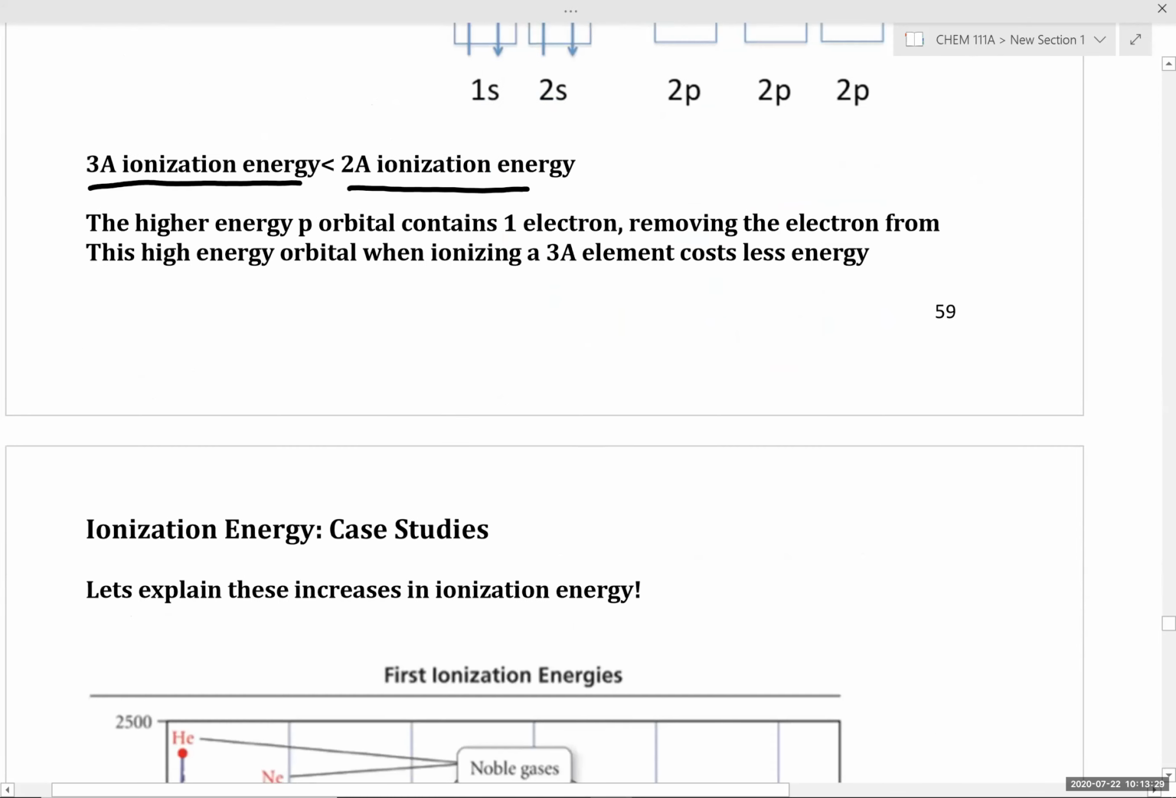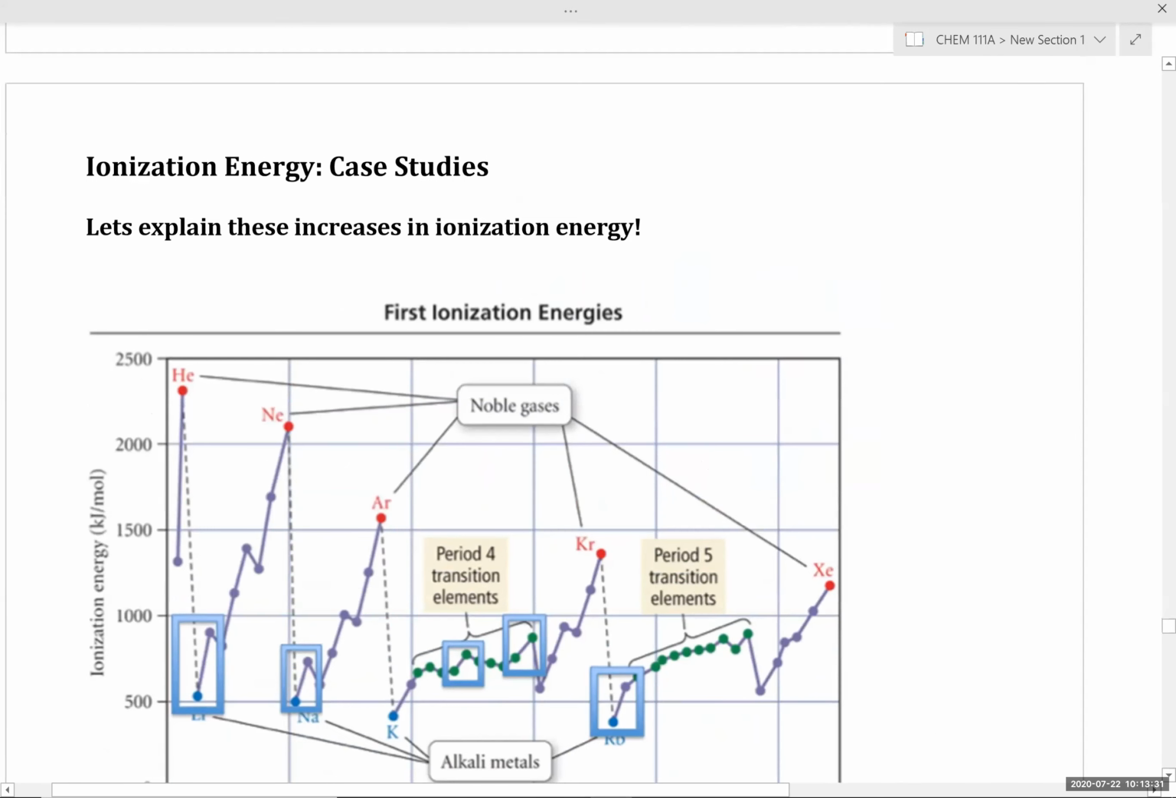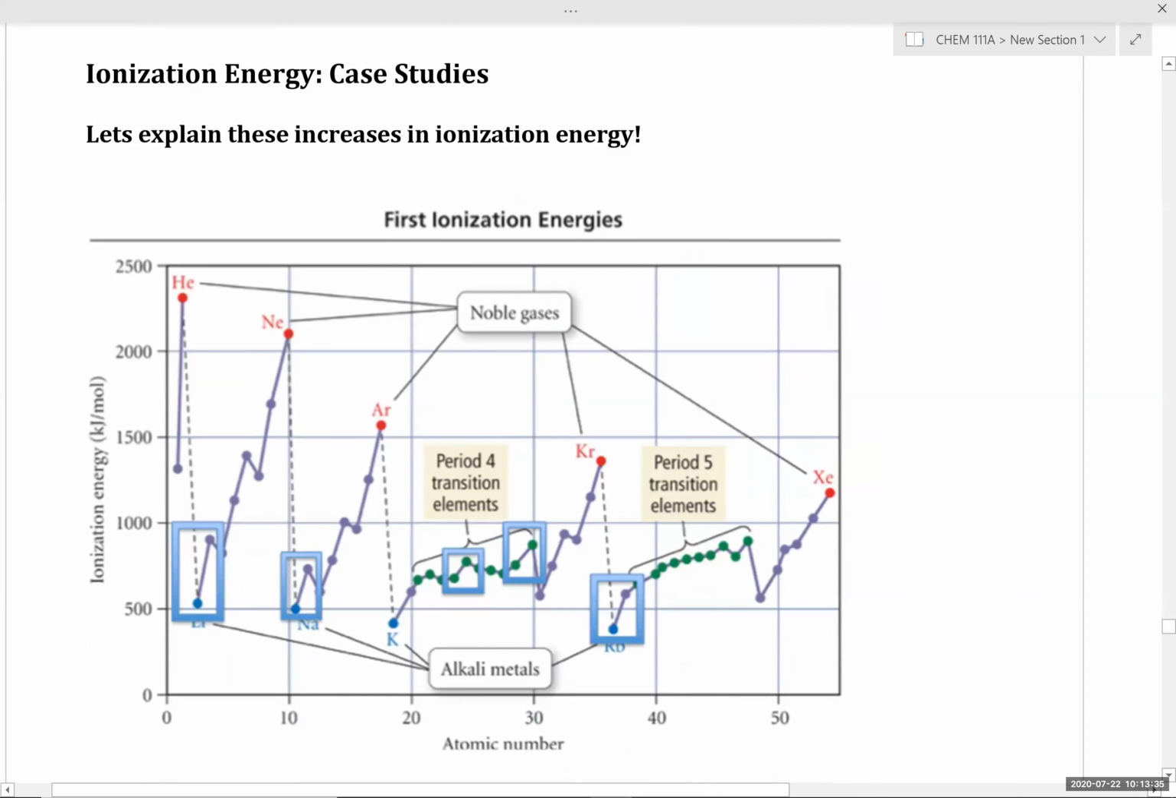Okay, so let's keep going now and let's look at some other ionization energy case studies. So we also see this dramatic jump in ionization energy in the transition metals and between our 1A and 2A elements.